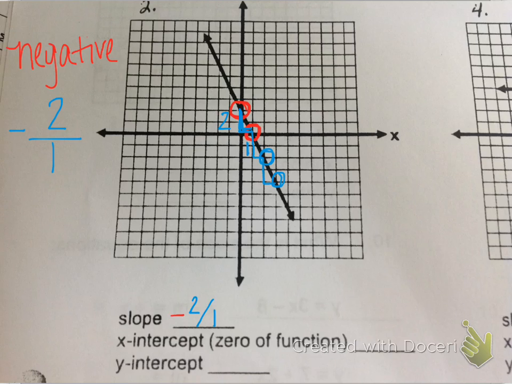So now that I have identified my slope, I need to identify the zero of the function, or in other words, my x-intercept. In this case, it crosses here on my x-axis at (1, 0). So my x-intercept is at (1, 0). We already identified my y-intercept. We circled it at the beginning, so that way we were able to find my slope. In this case, we were at (0, 2) as my y-intercept.